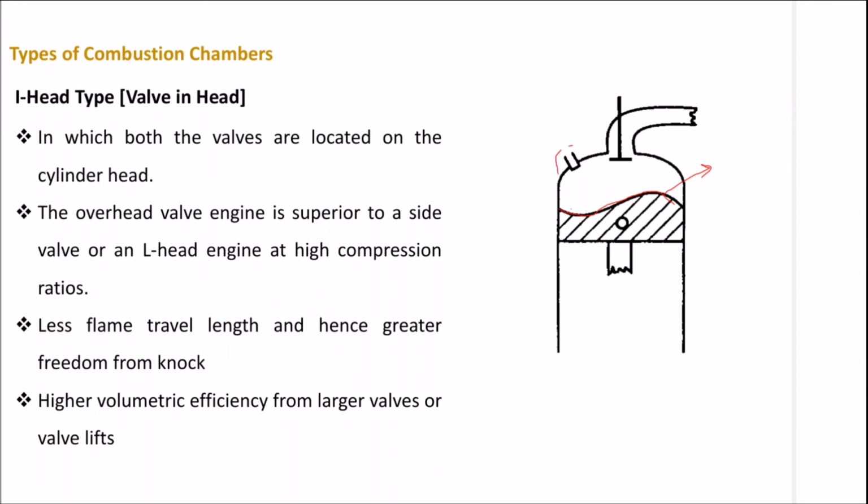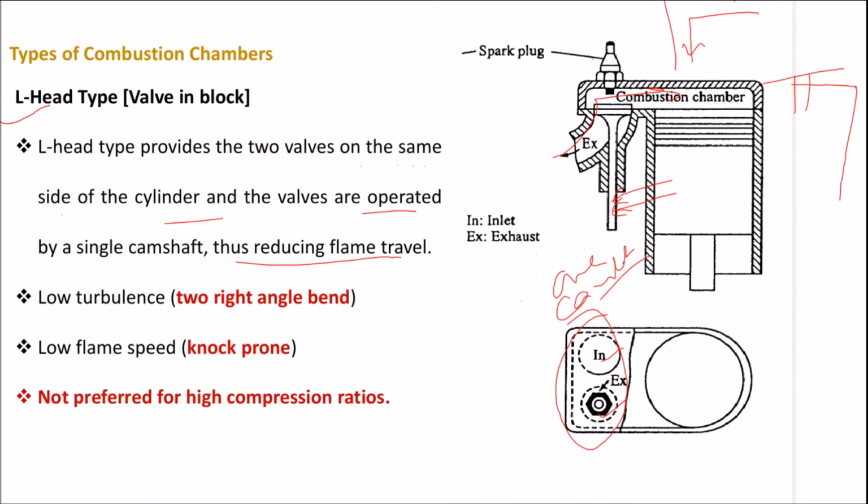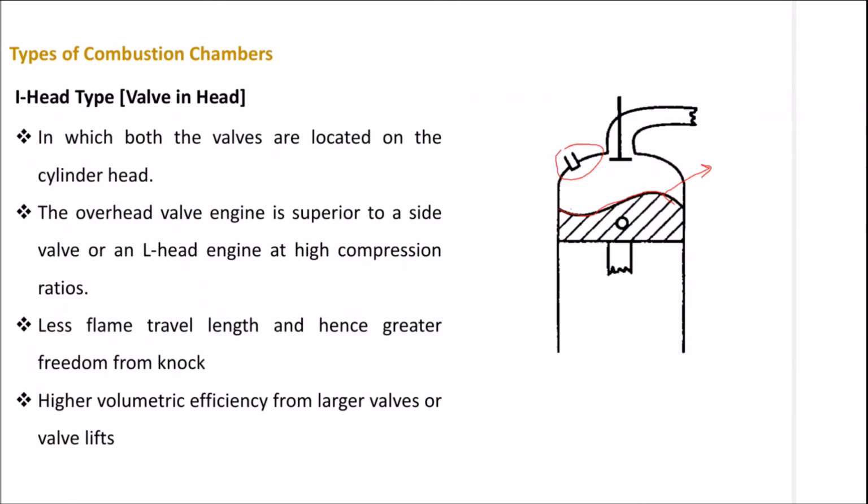Look at the position of the spark plug. As the spark plug is in the cylinder head, the flame travel distance is low. If the flame travel distance is low, you know that there is less tendency to knock. The fourth one is high volumetric efficiency from larger valves or valve lifts. If the lifts are high, then the space around the valves is more, so it will induce more charge into the cylinder, and therefore it will have high volumetric efficiency.